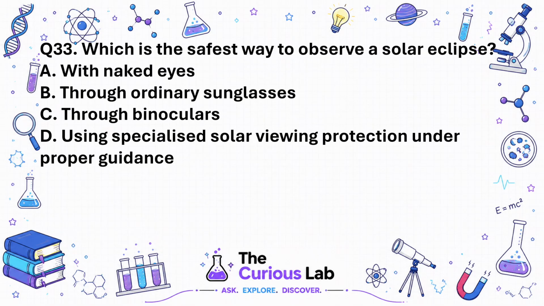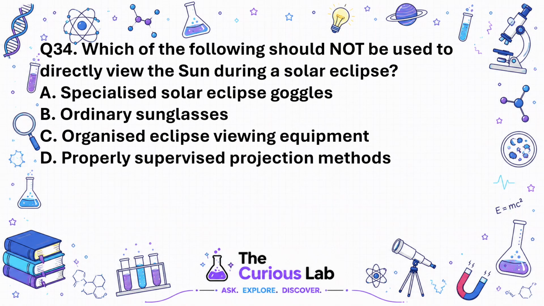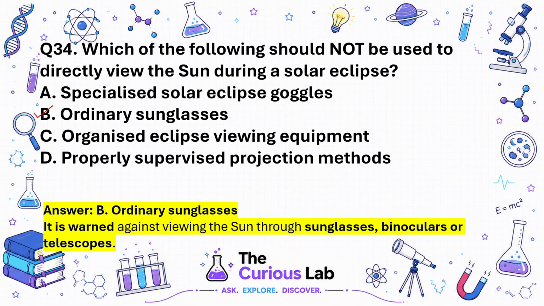Next question, what is the safest way to observe a solar eclipse? So the safest way to look at a solar eclipse is using specialized solar viewing protection under proper guidance. Next question, which of the following should not be used to directly view the sun during a solar eclipse? We should not use ordinary sun glasses as it can permanently damage our eyesight.